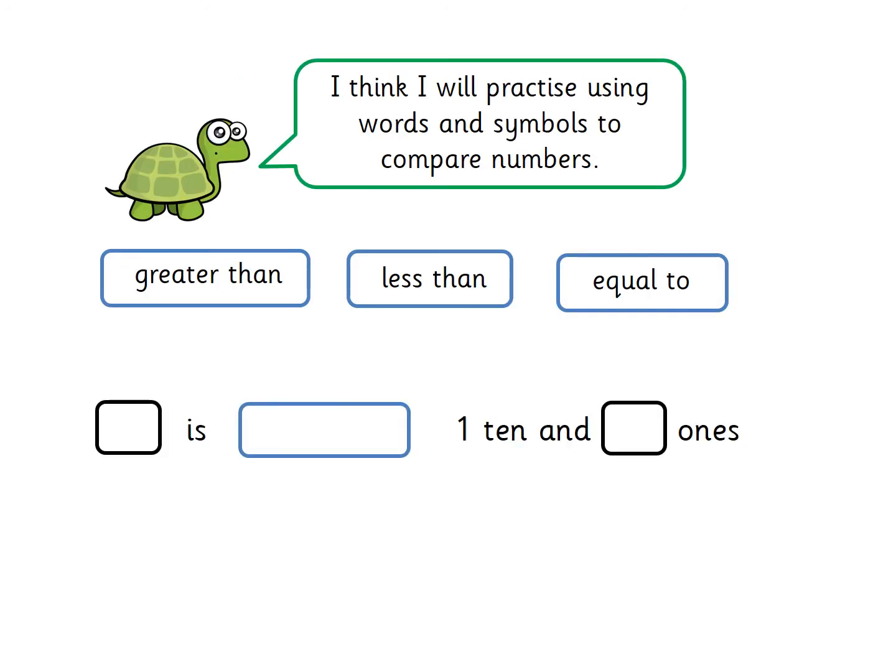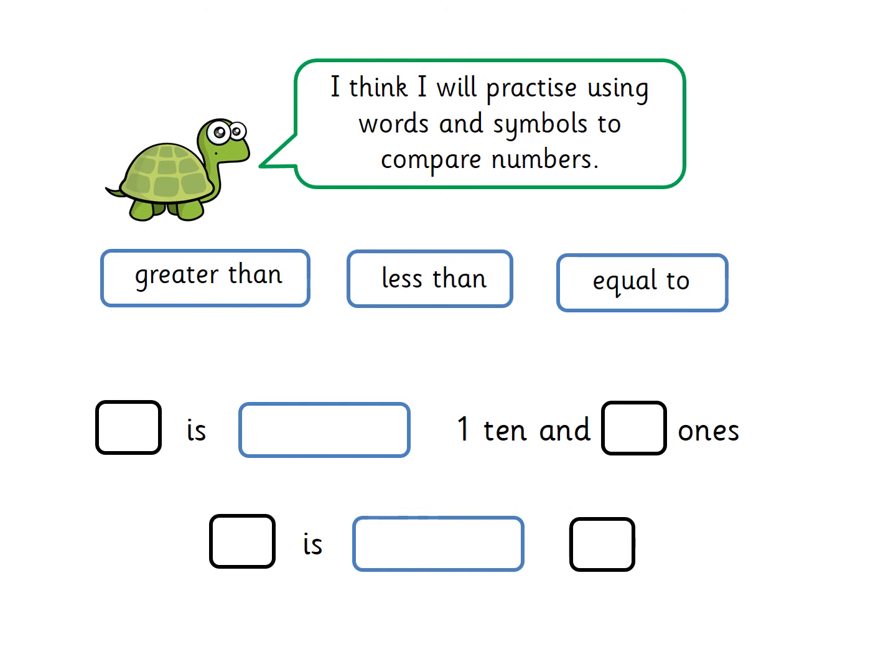Right, so this is where you can pause the video and you can do this at home. And Turtle says, I think I will practice using words and symbols to compare my numbers. So we've got the words here, greater than, less than, and equal to, and then we've got lots of spaces for the numbers, okay? So this is how we could do it. This is an example. In that first black box, I might put 16. 16 is, I'm going to choose greater than, so 16 is greater than 1 ten and 4 ones, because I know 1 ten and 4 ones is 14 and 16 is greater than 14. And then at the bottom it will be 16 is greater than 14.